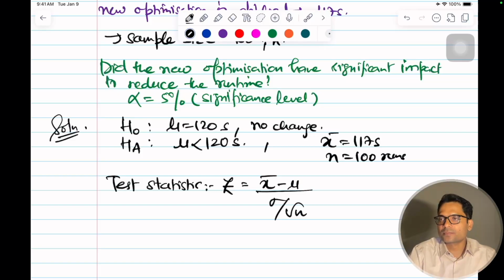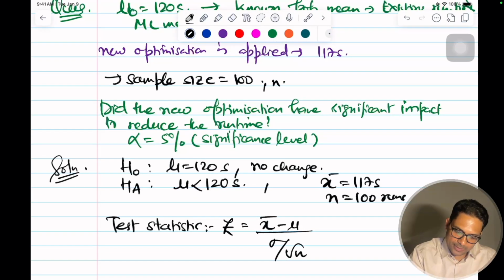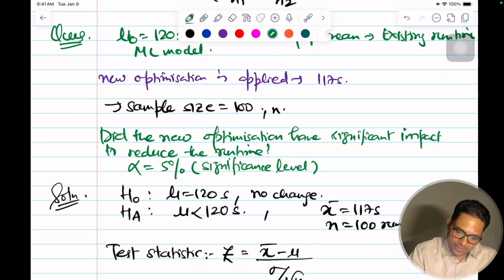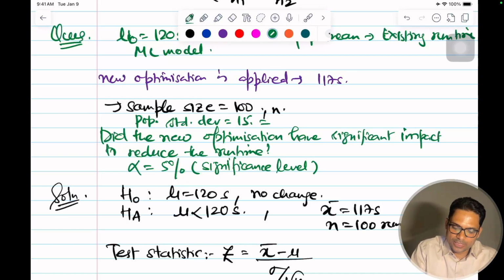What is sigma? Sigma is the population standard deviation. We missed it in the problem, so let's write that. The known population standard deviation, with no optimization, and sample size as above, is equal to say 15. This is your sigma.